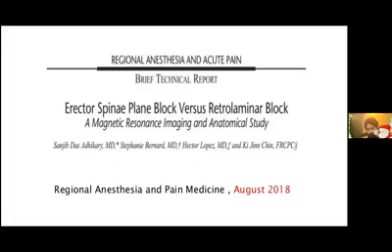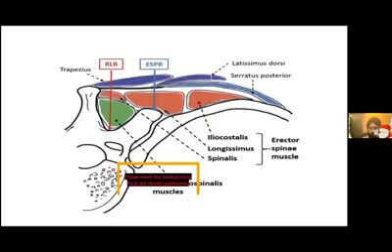So the dye spread in a retrolaminar block and the erector spinae plane block. The retrolaminar block is mostly done medial to that. It is at the level of the lamina. So basically, it is done here. So this is the target. Whereas in an erector spinae plane block, the target is between the erector spinae muscles and the transverse process. In a retrolaminar block, it is at the level of the lamina, the muscle at the level of the lamina.